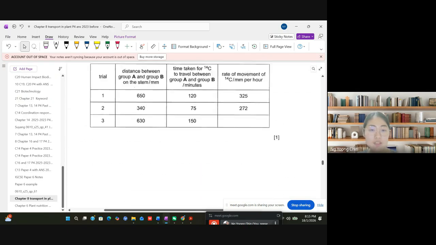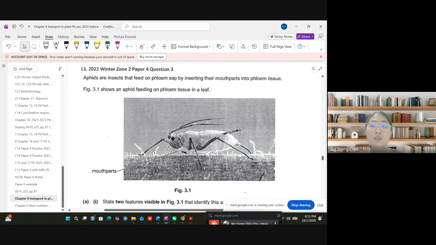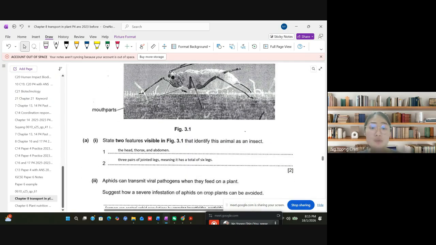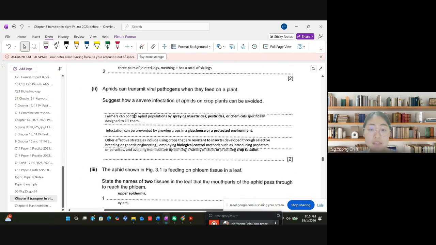And then for this one, this question is very interesting. Let me show these questions, 2022. Whenever you see aphid insect, usually the question is related to the translocation, because aphid insects just feed on the phloem sap. Why do they feed on the phloem sap? Because phloem sap consists of the sucrose. They want to eat the sucrose. So this is a way how you can prevent the aphid: you can kill them by insecticide or pesticide or any kind of chemicals.